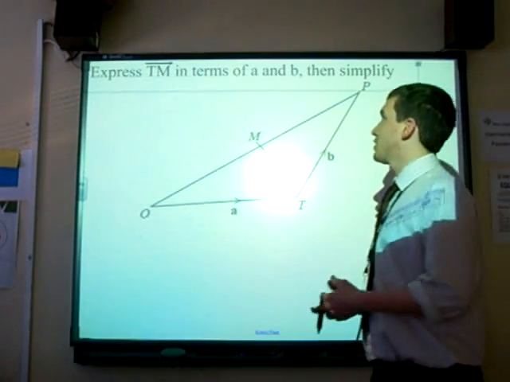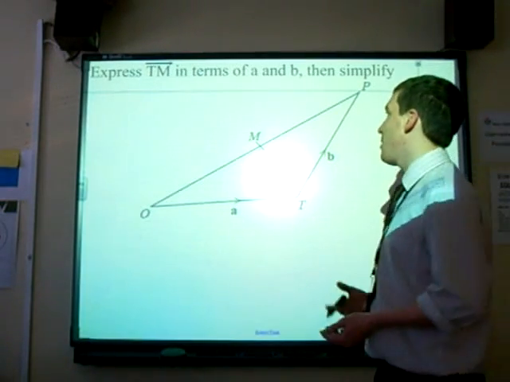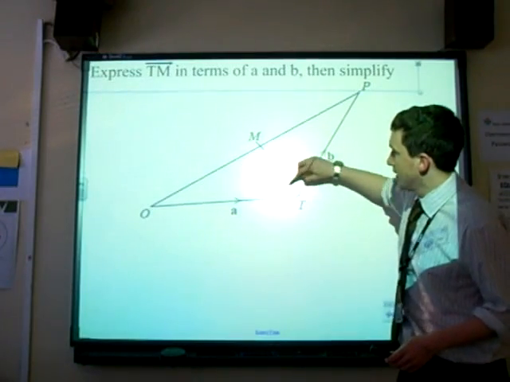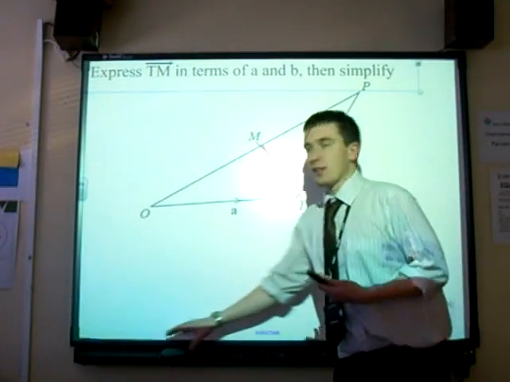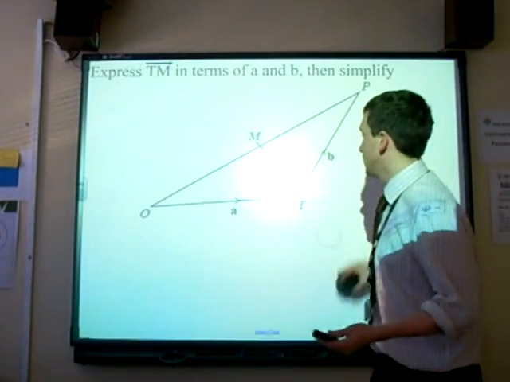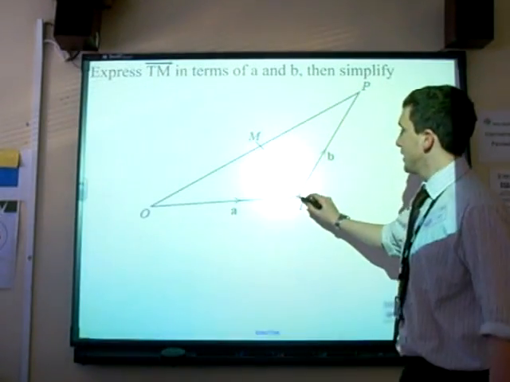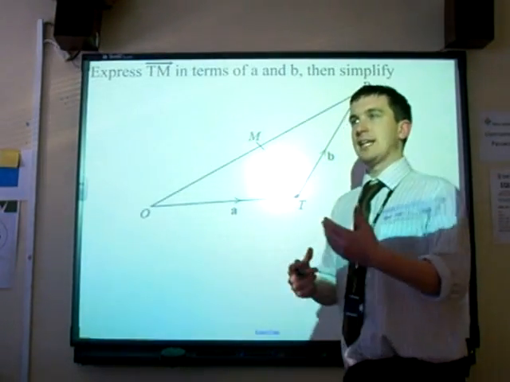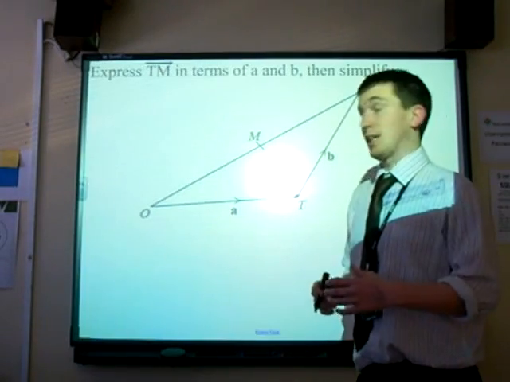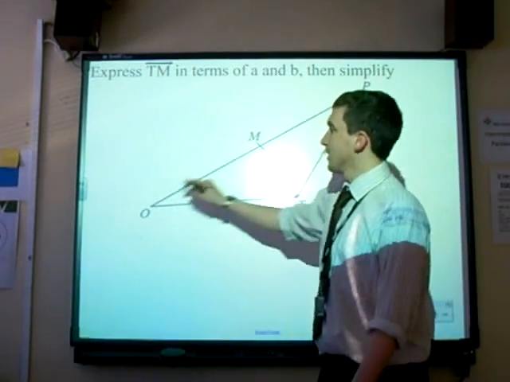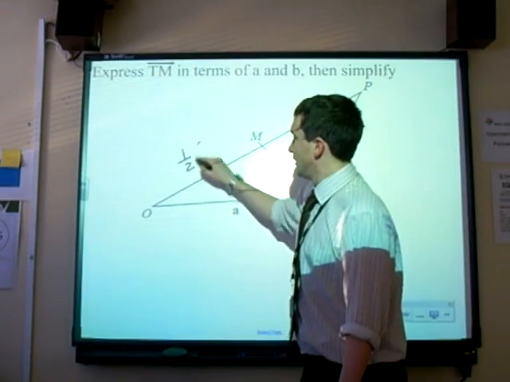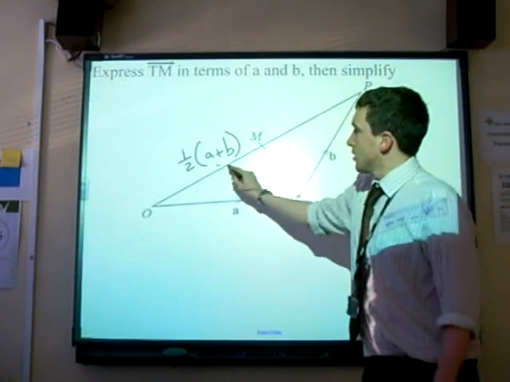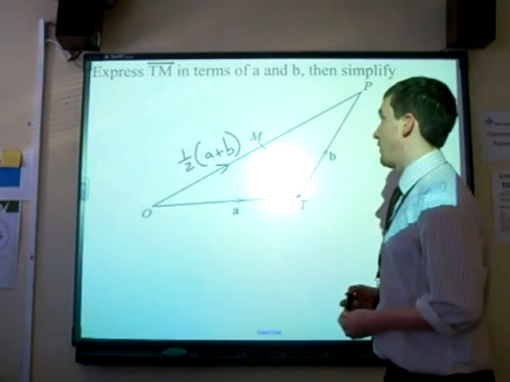The second part of that question would then say express T to M. So a lot of people make the misconception of going from T straight to M like this, and they get confused. You can't do that. There's no road there. So we can't go that way. But we need to get from here to here using the roads available. Well, usually in a question like this, they give you the first part to help you with the second part. So we know that this one from here to here is a half A plus B in that little section. So I know that that road is the vector half A plus B.